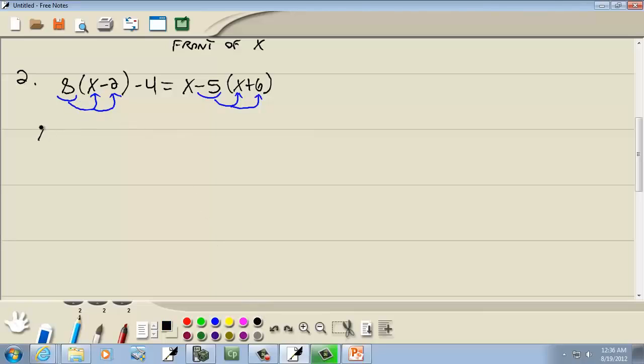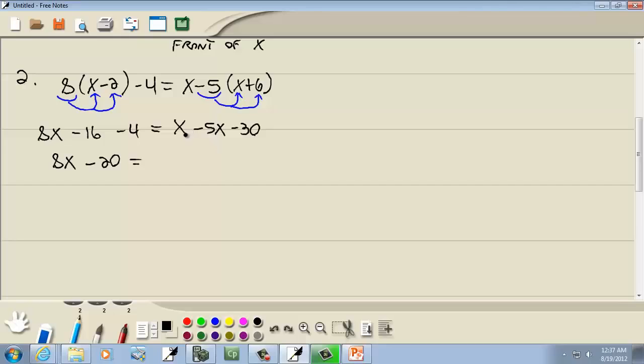Well, 8 times x is 8x. 8 times negative 2 is negative 16. And I'll bring down the minus 4. Bring down the x. Negative 5 times x is negative 5x. And negative 5 times 6 gives us a negative 30. Now our note up at top said in any step combine together numbers. Negative 16, negative 4 is negative 20.